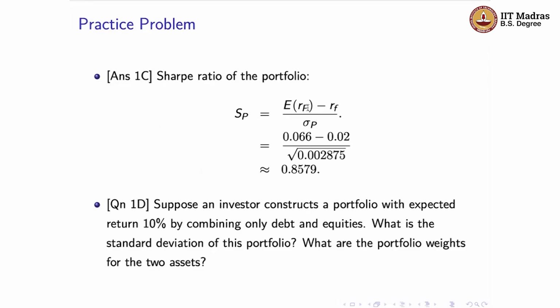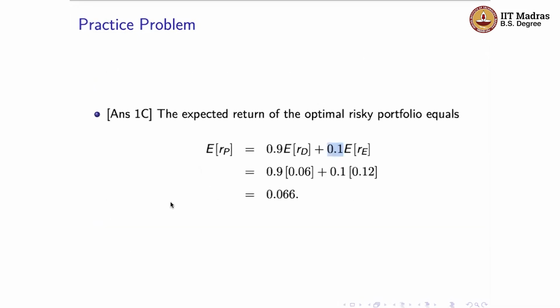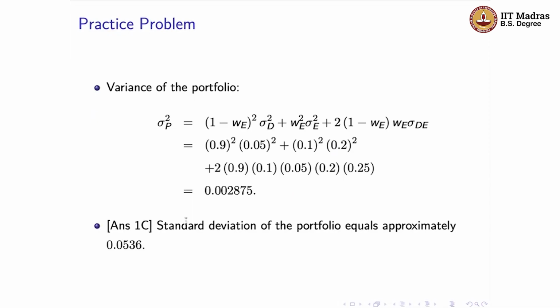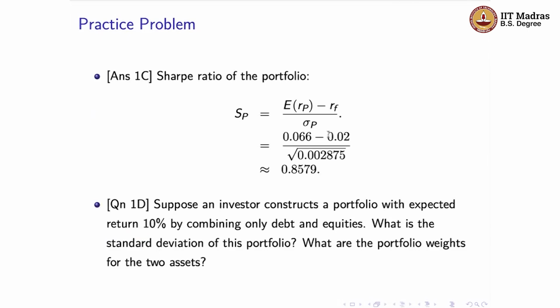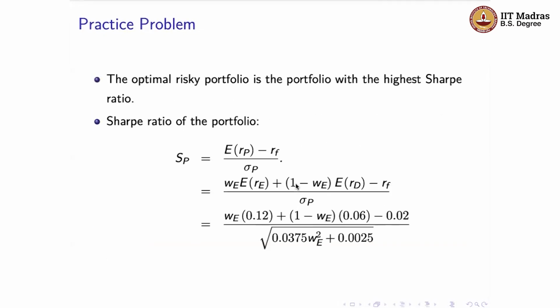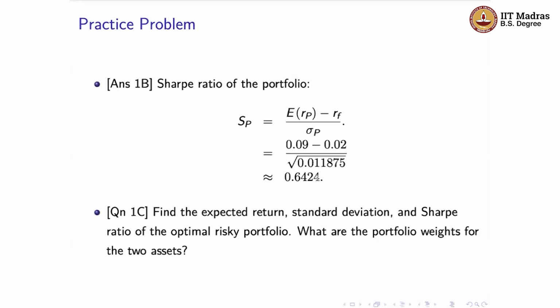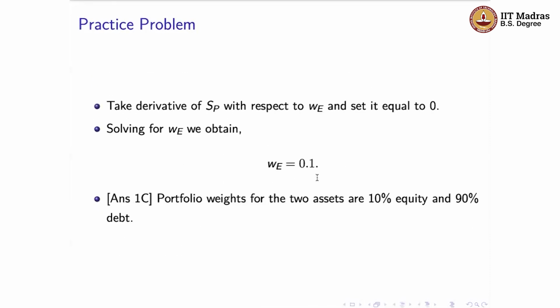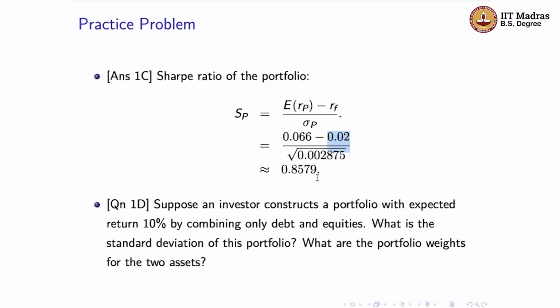Okay, so how do we calculate the Sharpe ratio? Again, it's equal to the expectation of RP minus RF divided by sigma P. So we have calculated the expectation of RP. We have calculated sigma P, and we know that the risk-free rate is 0.02. So if you plug in all these things, you see that this is approximately 0.8579. So we know that this is much higher compared to the previous Sharpe ratio that you found. And that at least makes sense, it should be higher, right? Even if it's not much higher, because this is the maximum possible Sharpe ratio that you're looking for.